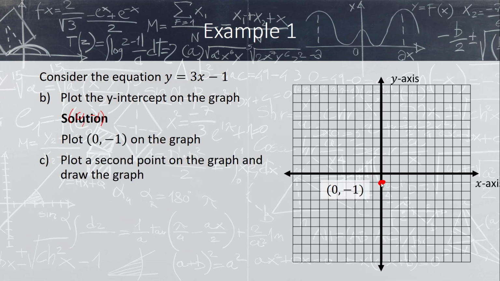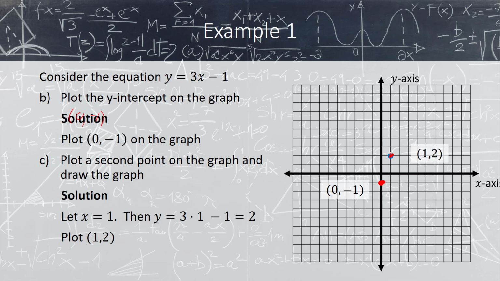Part C is to pick some second point on the graph and then draw the graph. Well, there's a number of ways you can do this. One way is, how about we just go ahead and let x equal 1? If x is equal to 1, then y is going to be equal to 3 times 1, which is 3, minus 1, which is equal to 2. So you can plot the coordinate 1, 2. And once you click on that, Hawks will draw the line for you, and then you can just go ahead and click submit. So that's one way to do it.